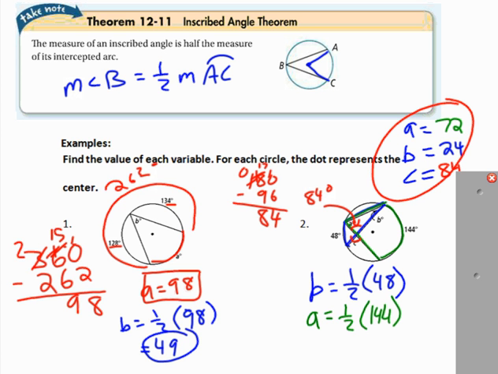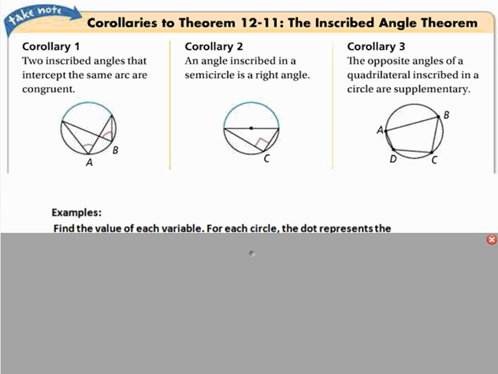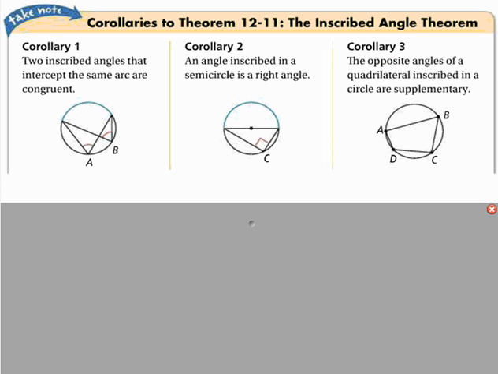Nice. Breaking it down. And thanks to that theorem that we just learned, we found two of them, which helped us find the third. All right, we're going to learn another theorem here. The next theorem is, well, corollaries to that theorem. So there's three of them. And these three corollaries, first one, two inscribed angles that intercept the same arc are congruent.